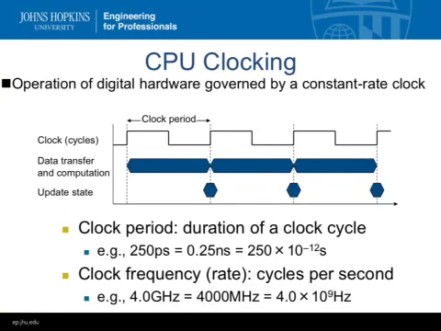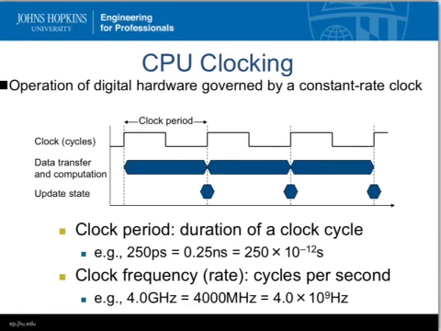I'm going to talk about some performance parameters in this video, starting with the CPU clock time. So the clock period is the duration of one clock cycle. It's going to control how long it takes to run a program.